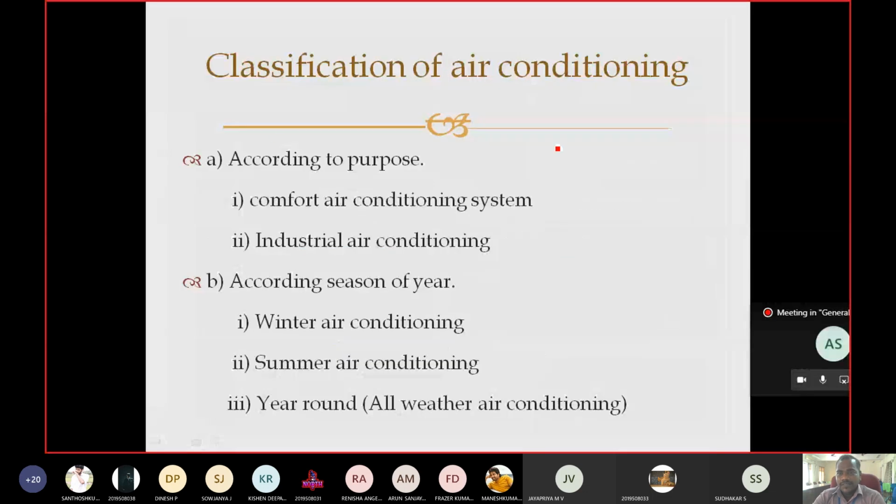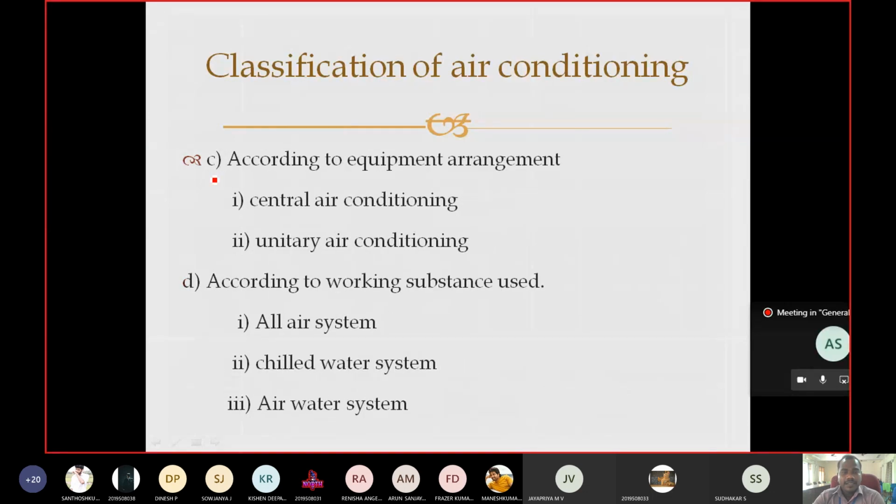Then we have the classification of air conditioning as stated here. According to the purpose, we have comfort air conditioning and industrial air conditioning systems. According to the season of the year, we have winter, summer, and year-round (all weather) air conditioning systems. According to equipment arrangement, we can classify into central air conditioning and unitary air conditioning. According to the working substances used, we have all air systems, chilled water systems, and air water systems.